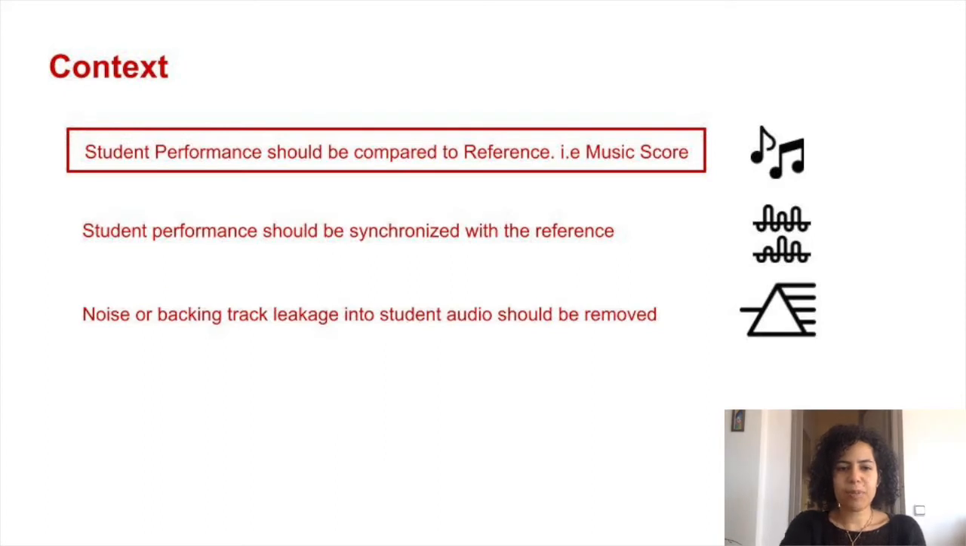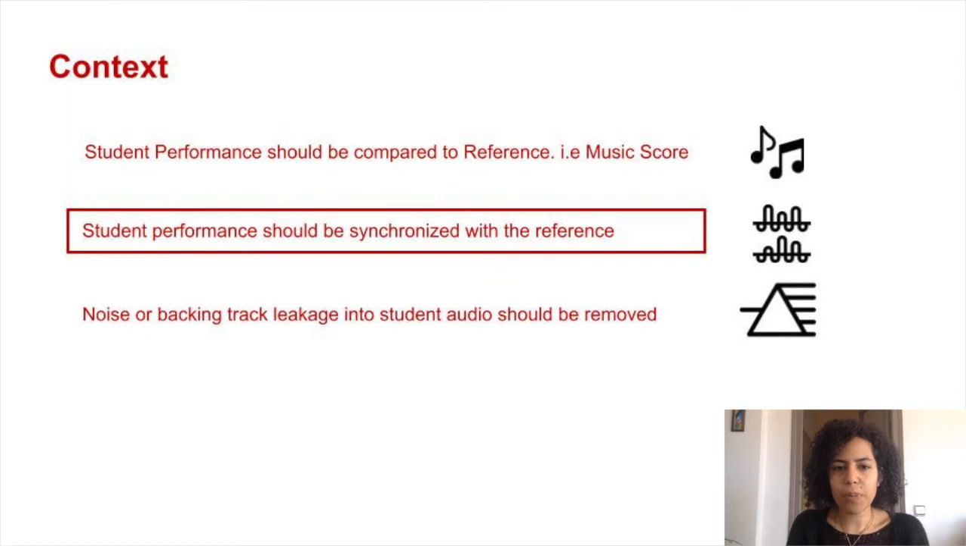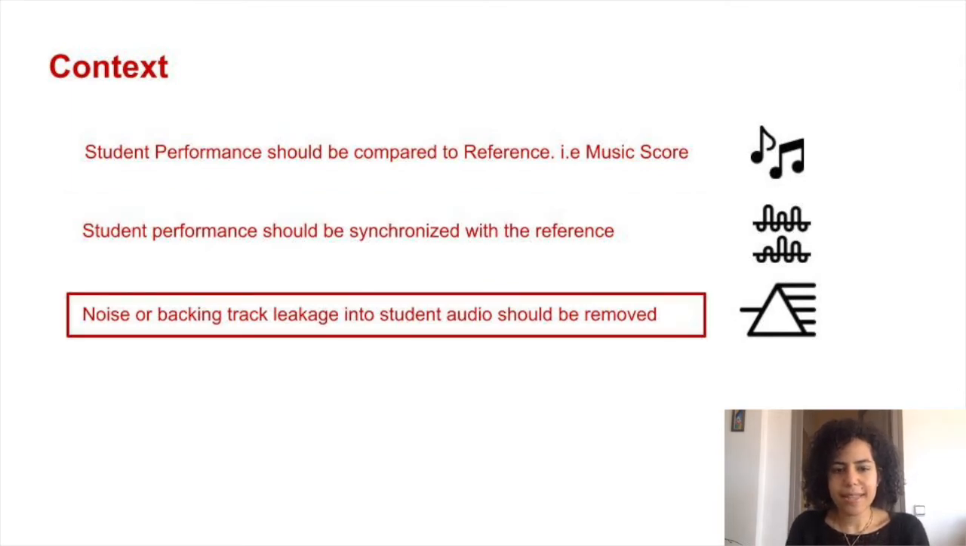Let's concretize this problem a bit further. We can always assume that we're going to have the music score, because typically we would want to compare Carla's performance or practice to a reference. To do that, we would need to synchronize between her performance audio and that reference we're comparing to. And lastly, if she was performing over a backing track, then we need to remove this backing track from the mix so that the feedback is only on her voice.